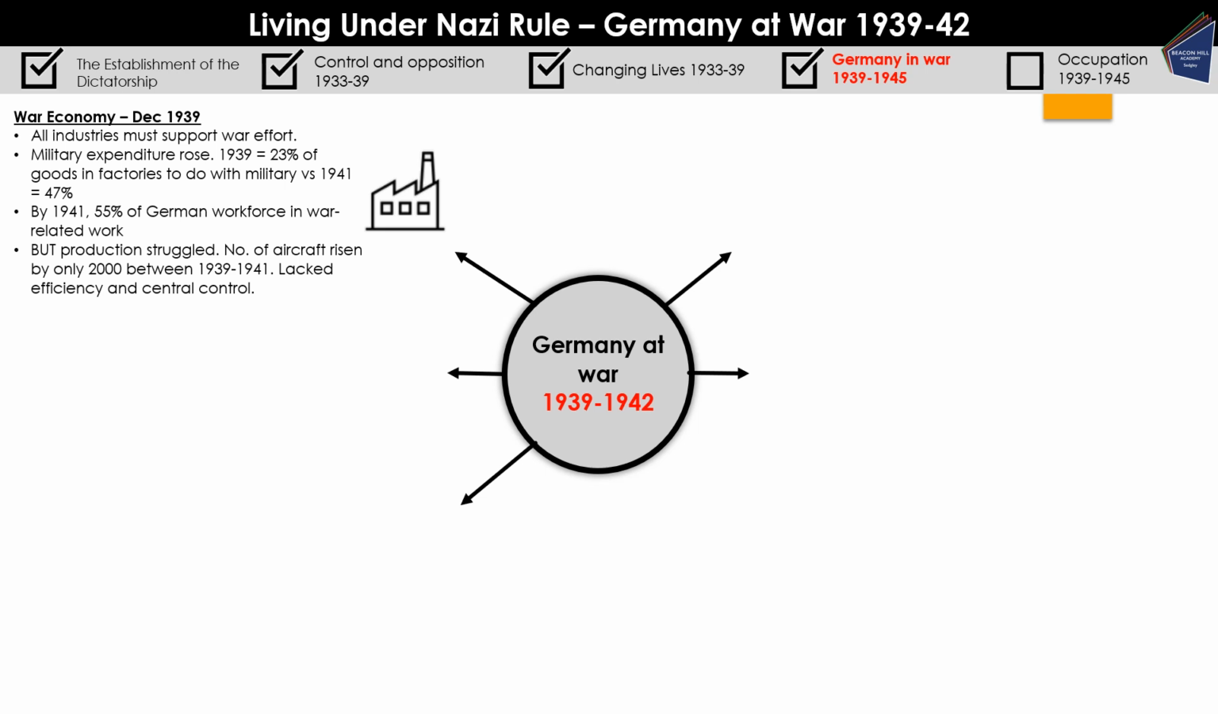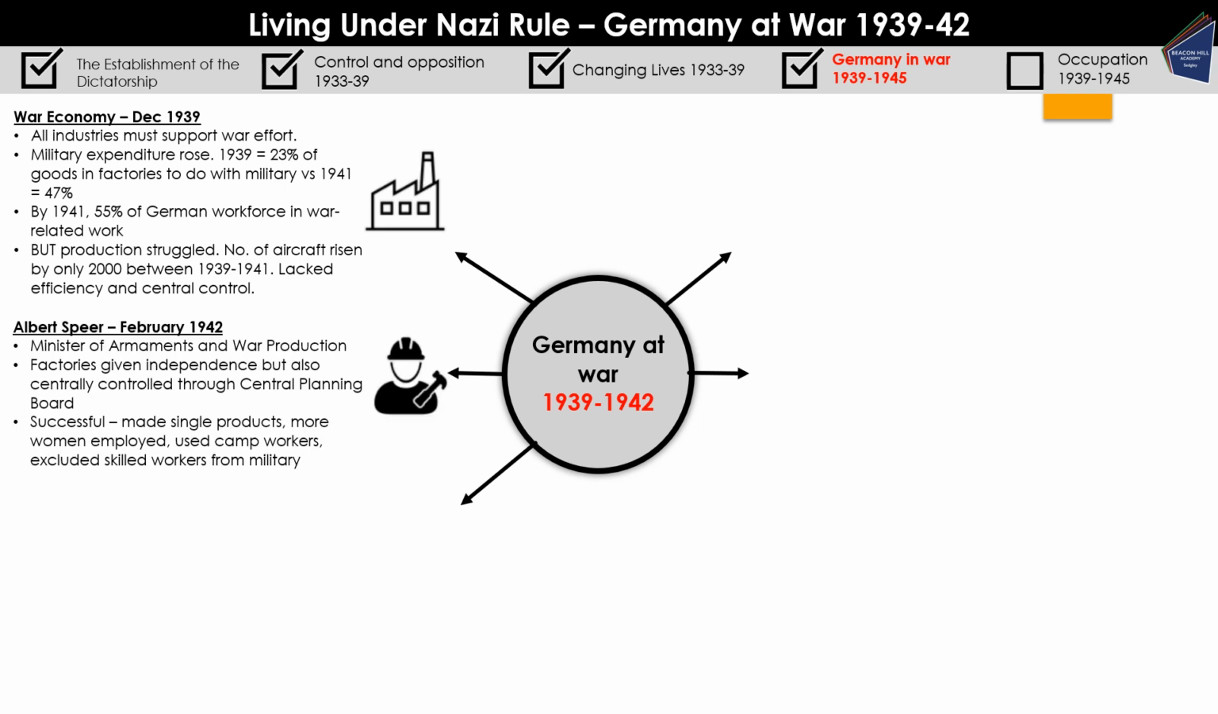But production did struggle. The number of aircraft had risen by only 2,000 between 1939 and 1941, and they lacked efficiency and central control as an organisation. So production needed a revamp. It needed someone to take control and change the way that things were, and that came in the form of Albert Speer, who in February 1942 was made Minister of Armaments and War Production.